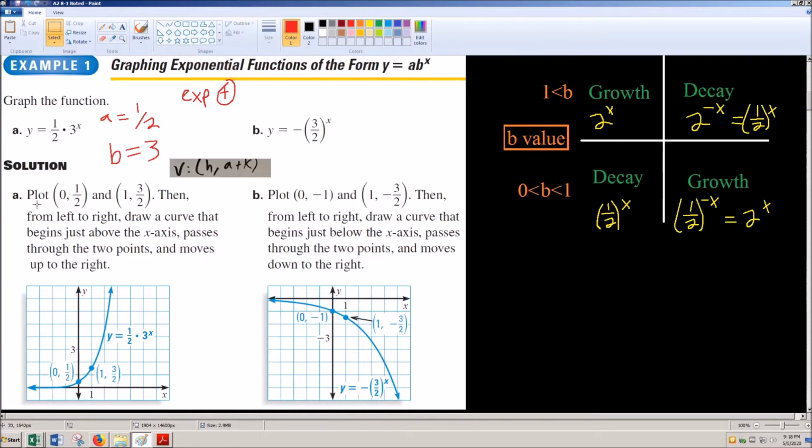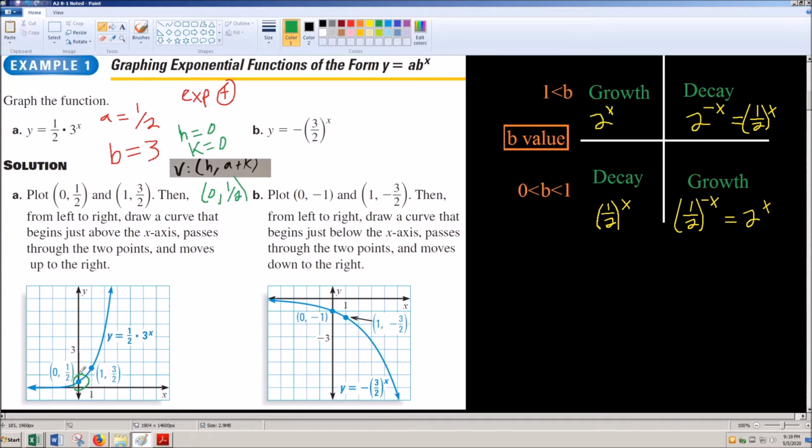So as we look at this, we're looking at our vertex (h, k). I don't have anything plus or minus with this x, so my h value here is actually going to be 0. And then I don't have anything plus or minus at the end of this equation, so my k value is equal to 0. But my a value here is 1/2. So here's where this 1/2 is going to come into play. My starting point here is going to be (0, 1/2). And we see that on this graph right here.